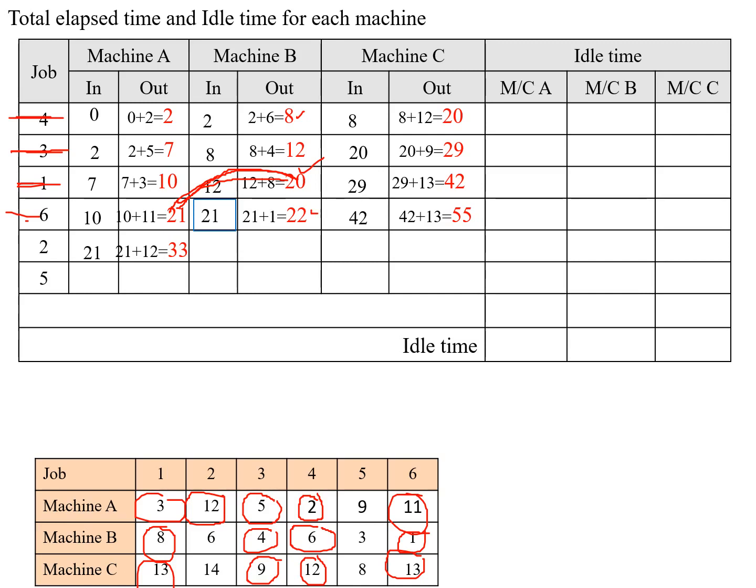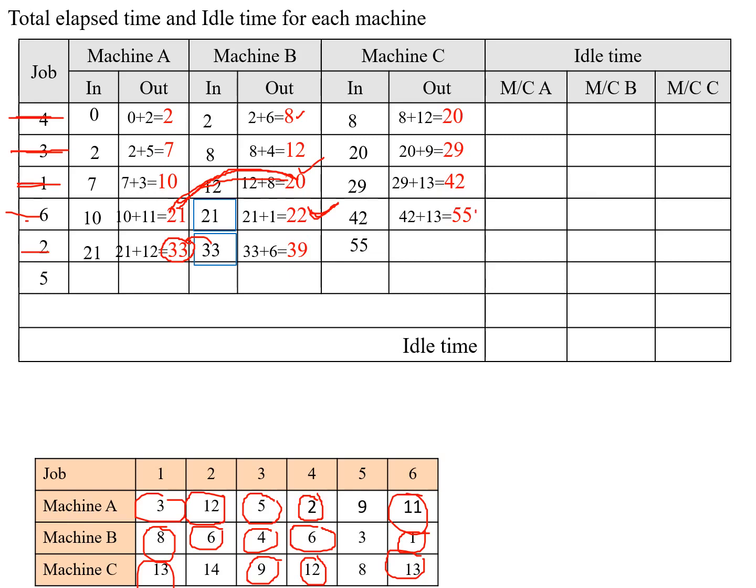See here, machine B is free after the 22 hours, but job 2 is busy up to the 33 hours. So job 2 is free after the 33 hours only. Then only it will be moved to the machine B. So in time for the machine B is 33 and out time is 33 plus processing time 6. So 39.